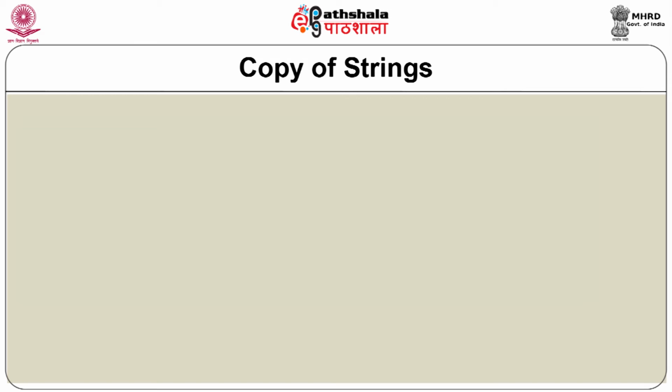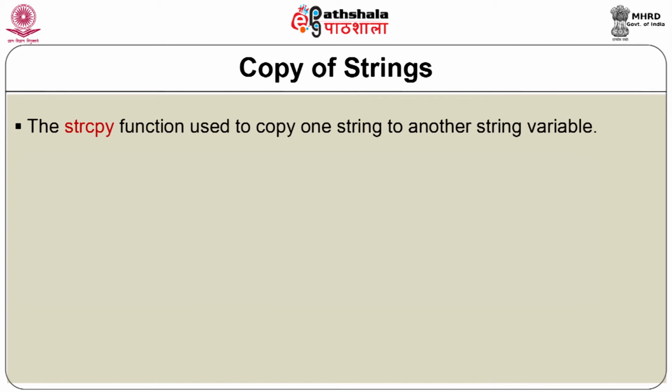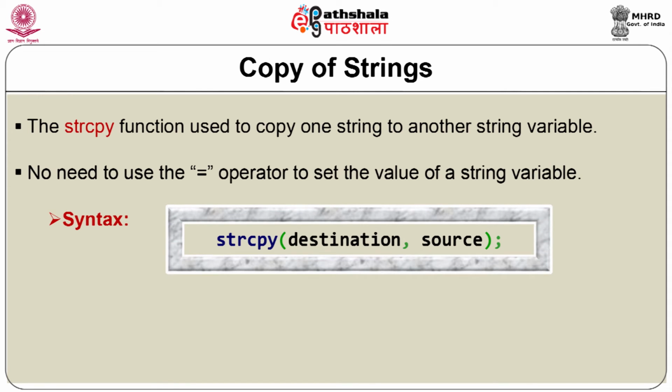Now let us see how to copy strings in a computer program or C program. strcpy, string copy, is the name of the function used for copying one string to another string. You can see the syntax for string copy: strcpy(destination, source). So the string will be copied from the source and placed into the destination. Here source and destination are both names of strings. This statement copies the content of string source to the content of string destination.